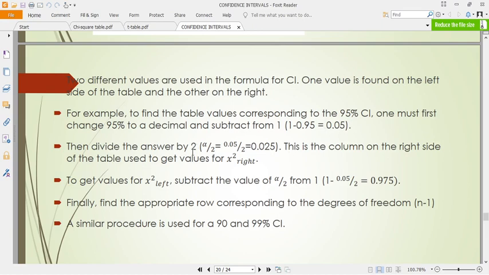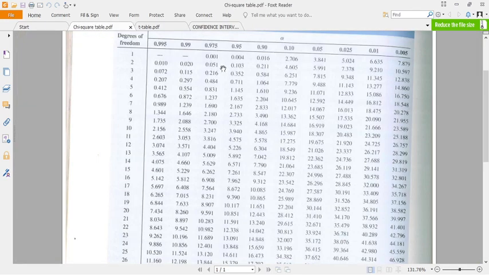When we divide that by 2, we get what we call alpha over 2, and that gives us our x squared right value, or what we call chi-square right. So we go to the chi-square table and look for 0.025 at 95% confidence level. So this is our 95% confidence level. But then we also use degrees of freedom. So let me first look for an example that has the sample size.